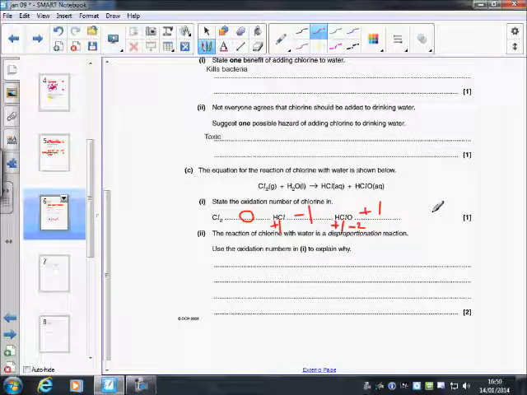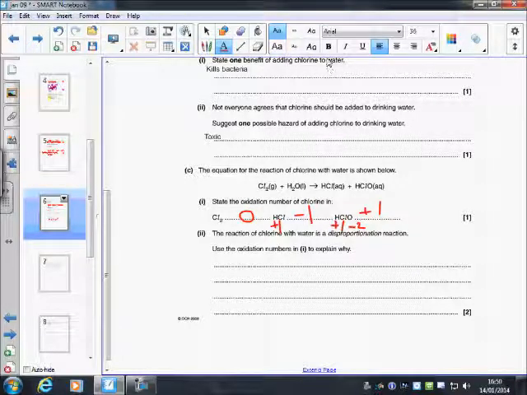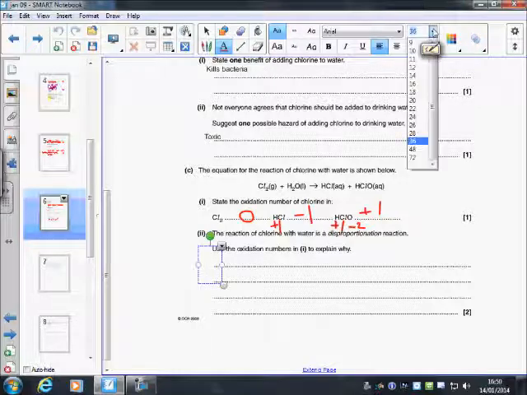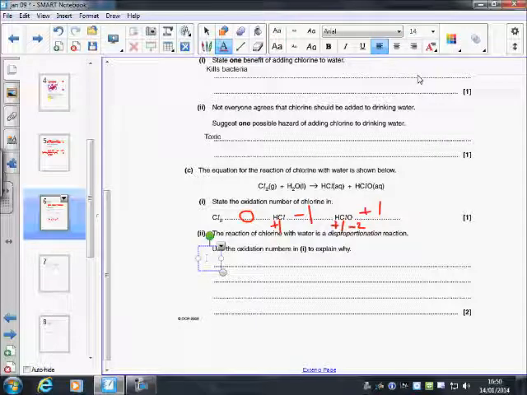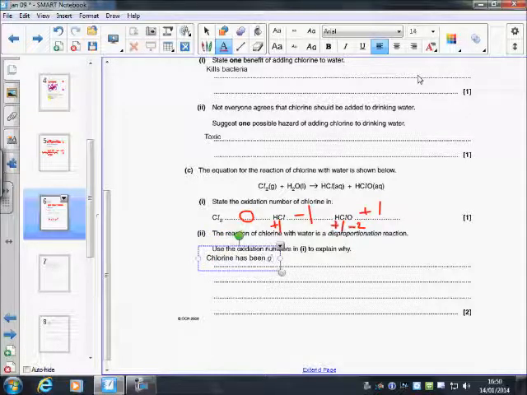And C part 2, the reaction of chlorine with water is a disproportionation reaction. Use the oxidation numbers in part 1 to explain why. So you've got 2 marks here. A disproportionation reaction is where oxidation and reduction are occurring in the same element. So you get 1 mark for just stating chlorine has been oxidized and reduced.